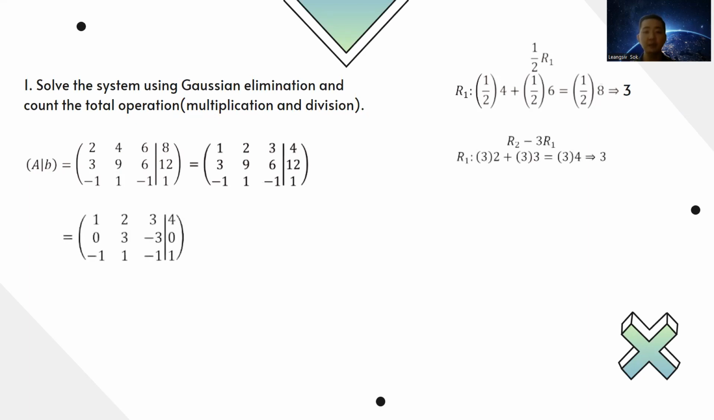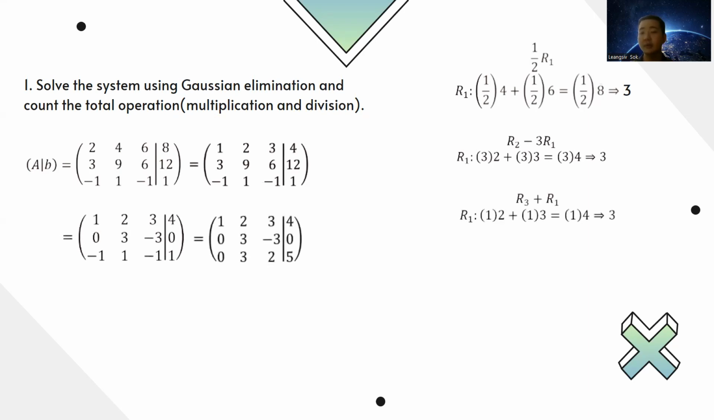And the next one, we use row 2 minus 3 row 1. We take 3 times 2 plus 3, because we don't take the first column, 1, because it is a pivot. We take from the second column of the first row: 3 times 2 plus 3 times 3, and the fourth column of the first row, 4 times 3. So this line has 3 operations.